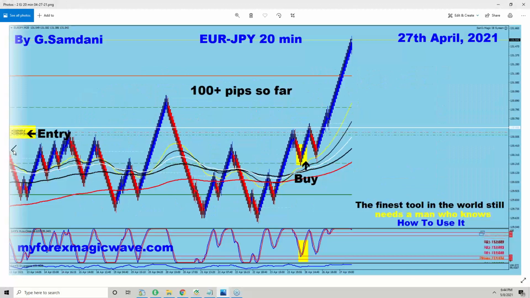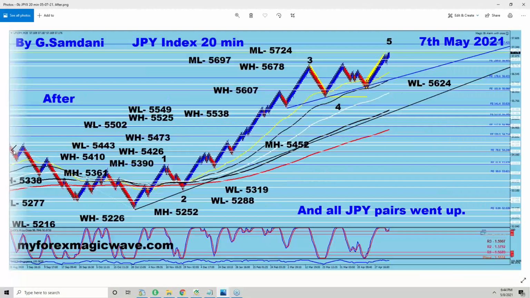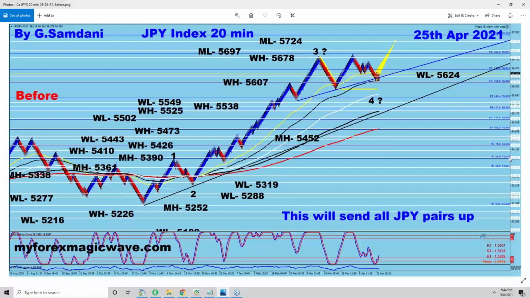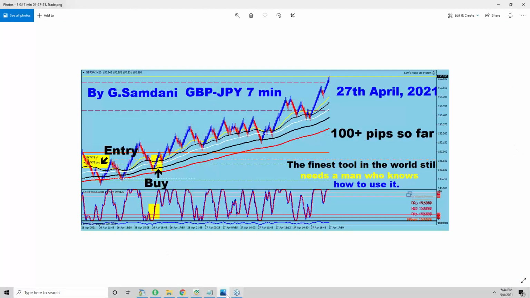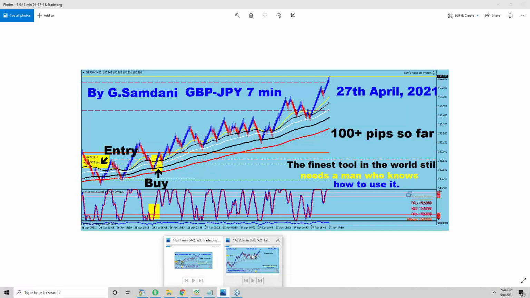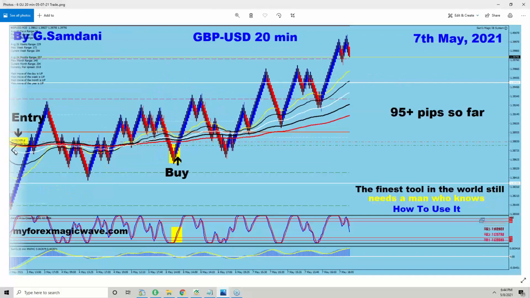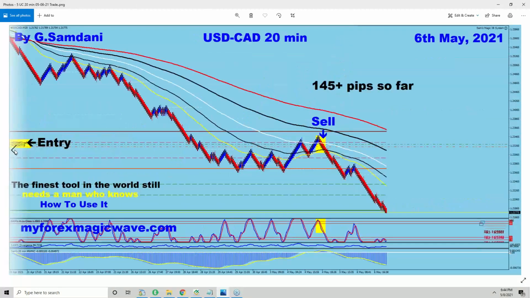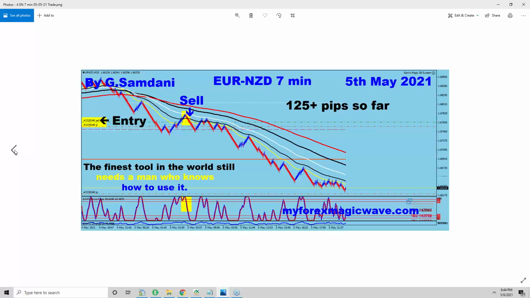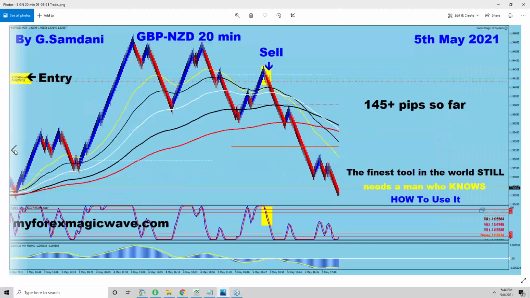You can see here, this is 100, this is 100. Now hold on just a minute. Where the heck did the trades go? All right, these are all the trades. So 75 pip here, look, 95, 145. Euro Nzd 7-minute 125, pound Nzd 145. See that? There is no SL hit here. And you open the trade here, boom, it goes down all the way. So this is how the system works.